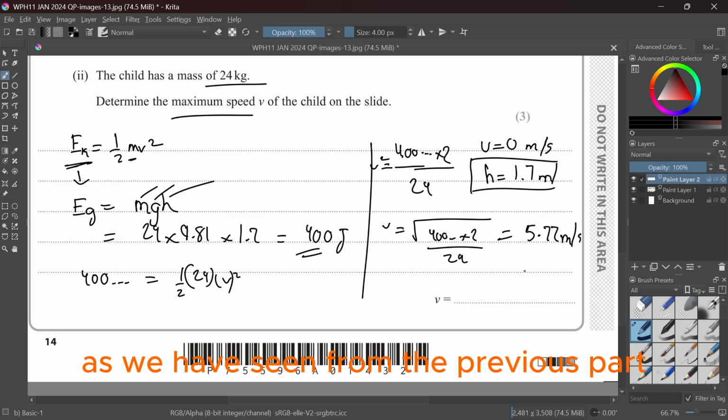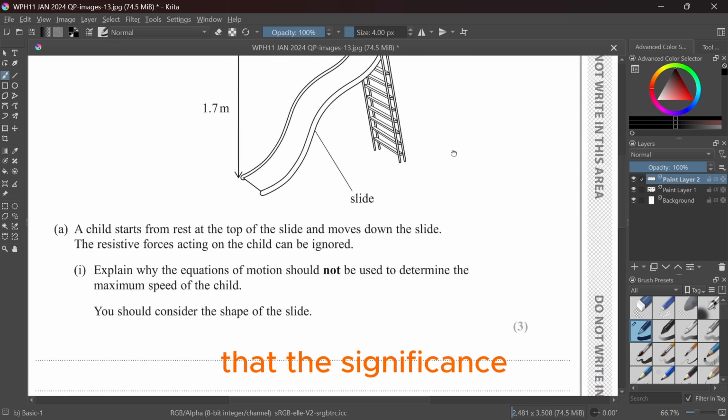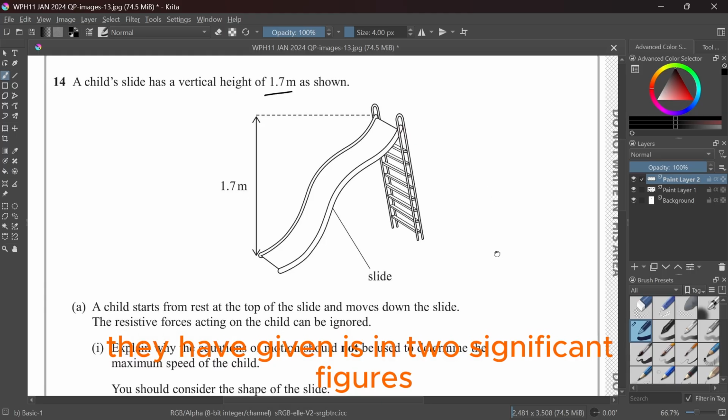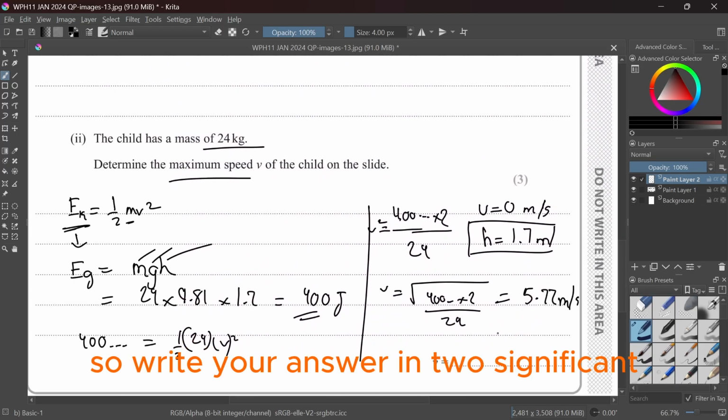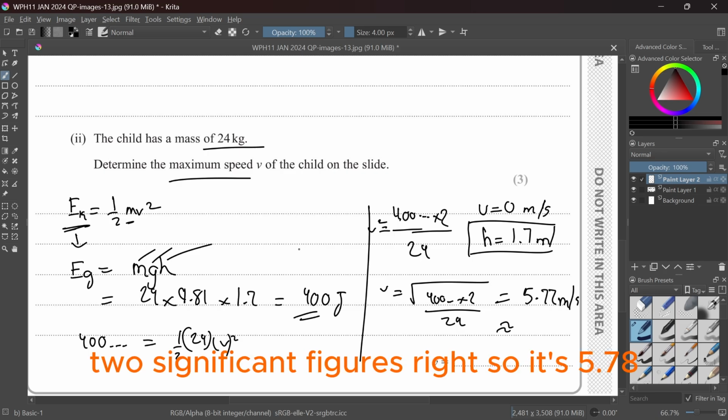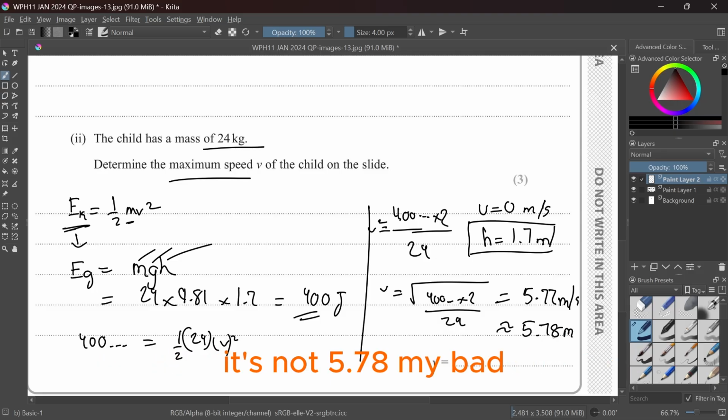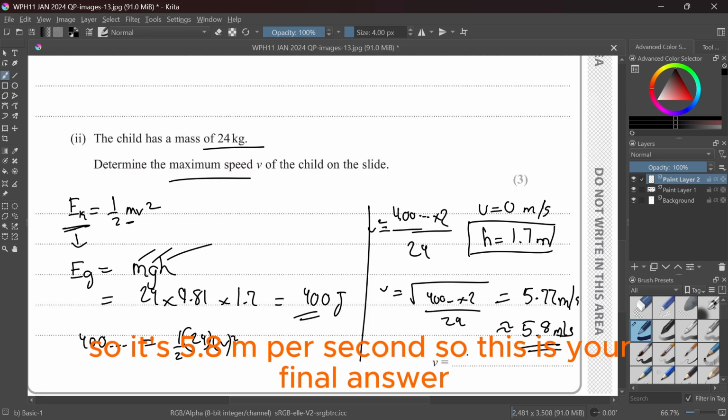As we have seen from the previous part, the significance they have given is in two significant figures, right, or one decimal place. So write your answer in two significant figures, right? So it's 5.77. It's not 5.78, my bad, 5.8 meter per second. Okay, so it's 5.8 meter per second. So this is your final answer.